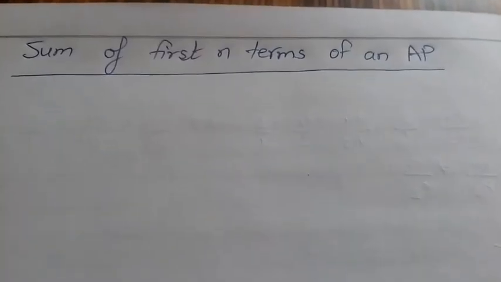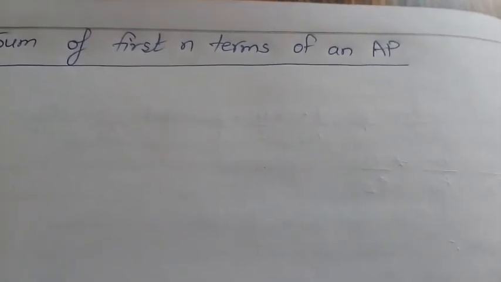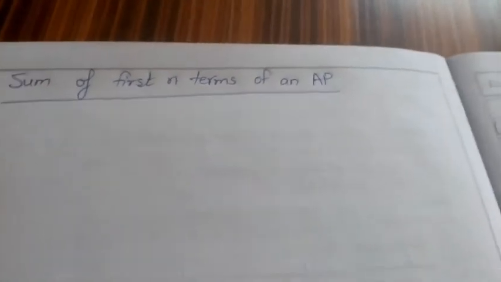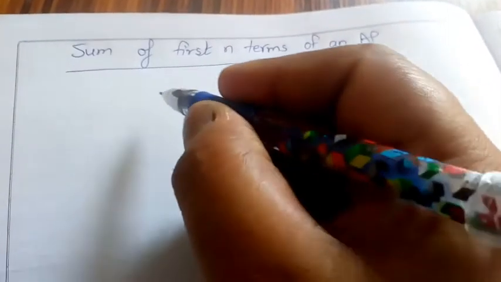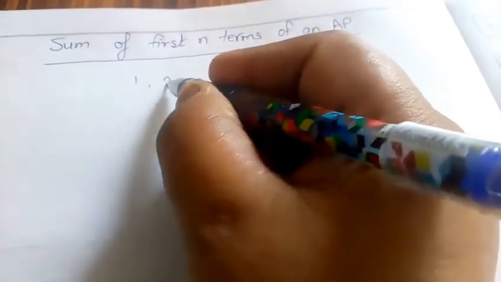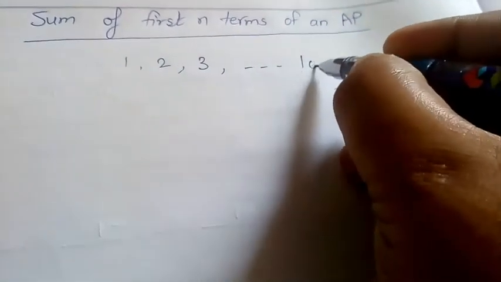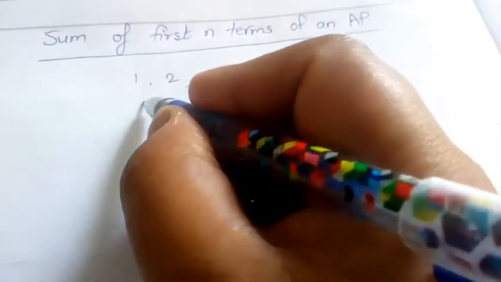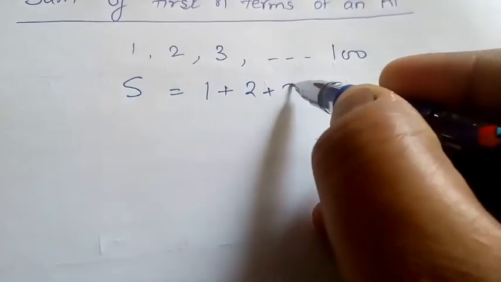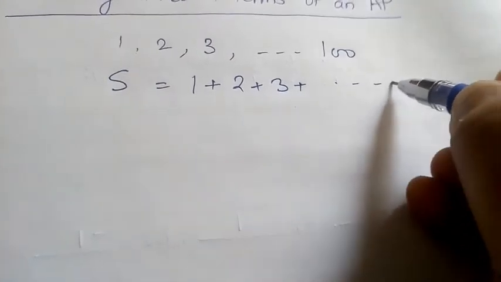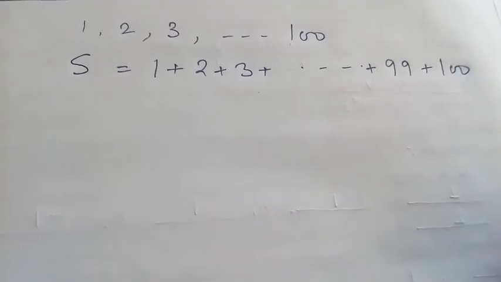The last topic of the chapter AP is sum of first n terms of an AP. We have to find the sum of the series. Let us take an example. Find the sum of first natural numbers up to 100. Here is sum S equal to 1 plus 2 plus 3 plus up to 99 plus 100.